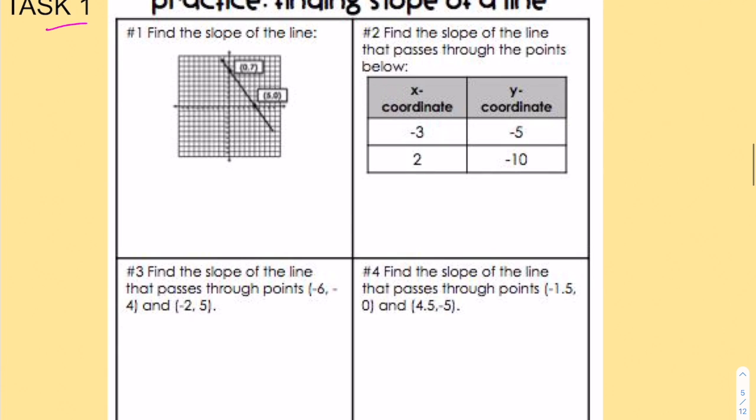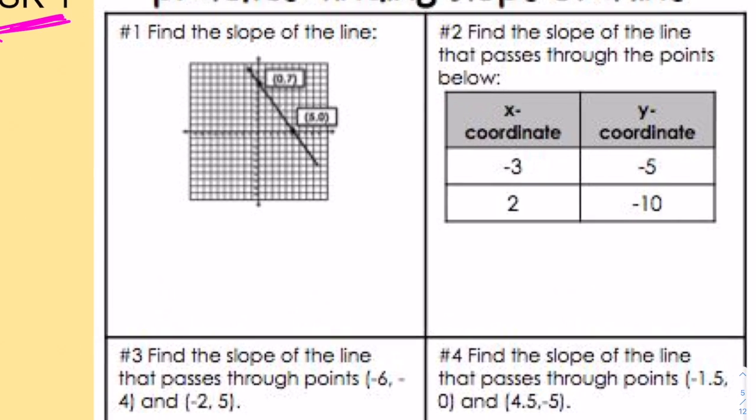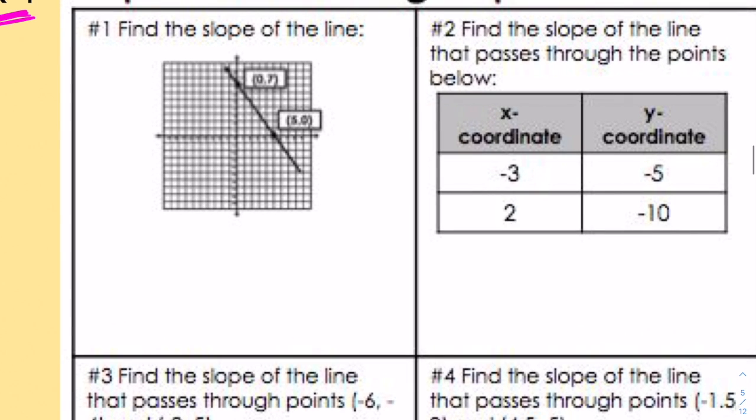So today you're going to do these 4 problems from task 1. And then you're going to choose one problem from task 2. You can enlarge this on the slideshow, but I am going to point out a few things. First of all, this says that this is the point (0, 7). So this has a height of 7. And this says it is the point (5, 0). So that x value is 5.